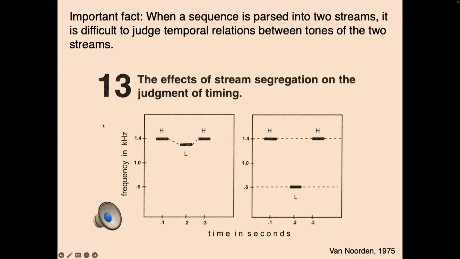Demonstration 13. The effects of stream segregation on the judgment of timing. We start with regular repetitions of a single pitch and occasionally add a lower tone to create a galloping rhythm. Sometimes the low tone is halfway in time between the high ones and sometimes closer to the second one. In each sequence, you're to judge whether the low tone is exactly halfway between the high ones. First, we present two examples in which the low tone is close in frequency to the high one. Next, we present two examples in which the low tone is far in frequency from the high one.